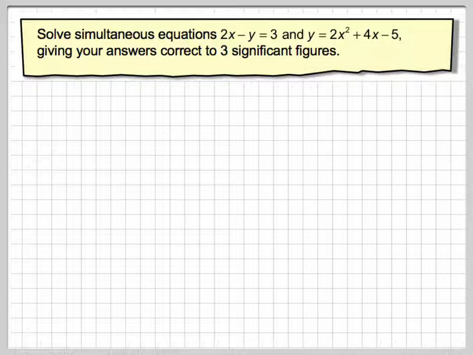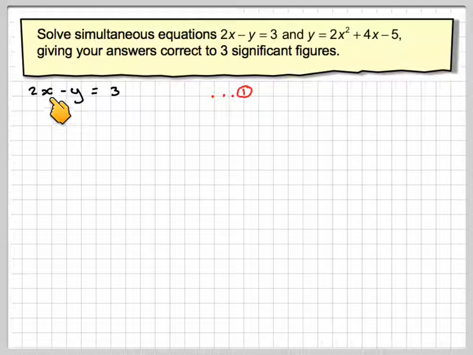Hi, in this video we're going to solve a linear and a quadratic, but the resulting quadratic will lead us to use the quadratic formula. It says solve the simultaneous equations 2x minus y is equal to 3 and y is equal to 2x squared plus 4x minus 5, giving your answers correct to three significant figures. The clue that we're going to use the formula is three significant figures, which suggests we won't be able to factorise our quadratic.